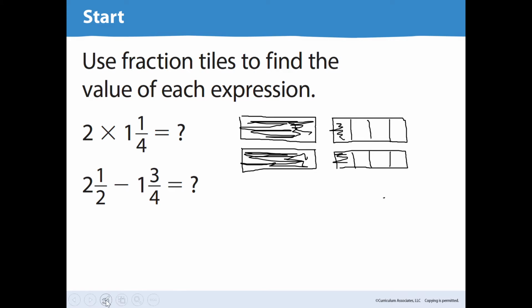Oh, I can actually, let's do this. I'm going to get my red out. So we're going to subtract 1 3/4. So let's get rid of this one right here. And then we're going to get rid of 3/4. So there's 1/4. We'll get rid of 2/4. And now this will have to cut up into fourths, so we can get rid of this one as well. So what we have left is 1, 2, 3/4. So this is how we can solve those problems using fraction tiles.